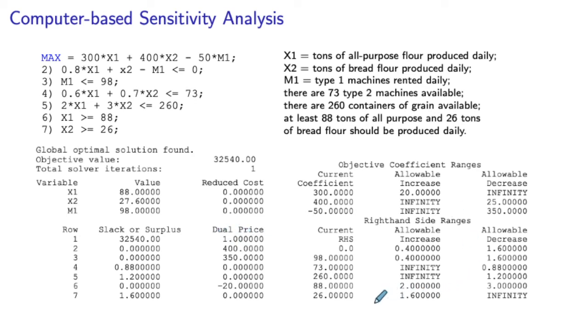For example, for this constraint here, the allowable range of increase is 2, so we can increase the right hand side by up to 2 units and use this information for the dual price. If I increase the right hand side here by 1 unit, let's say, then the objective is going to change by negative 20 times 1, so the objective is going to decrease by 20 as a result. On the other hand, if I reduce the right hand side of this constraint by 1 unit, then the objective is going to increase by 20.